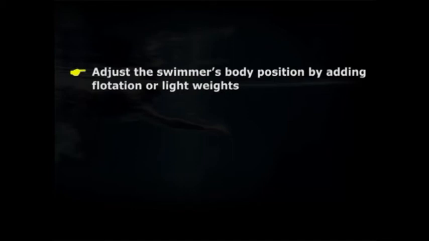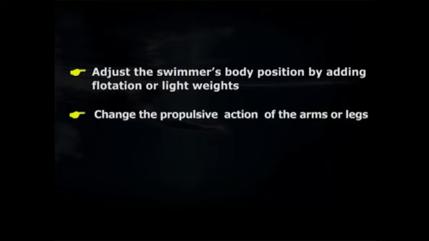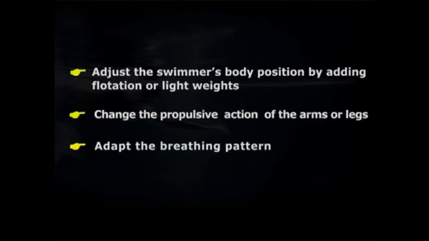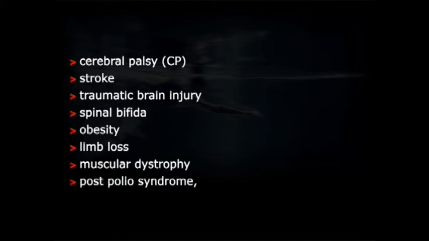In this, the instructor might need to, number one, adjust the swimmer's body position by adding flotation or light weight. Next point, change the propulsive action of the arm or legs. Next point, adapt the breathing pattern. Adjusting the swimmer's body position is typical for people who have disabilities such as cerebral palsy, CP, stroke, traumatic brain injury, spina bifida, obesity, limb loss, muscular dystrophy, post-polio syndrome, or traumatic spinal cord injury. Because of the variation from the norms in regard to muscle mass and body fat in the many people with physical disabilities, the center of gravity and center of buoyancy might be atypical. It is important to find an efficient body position.